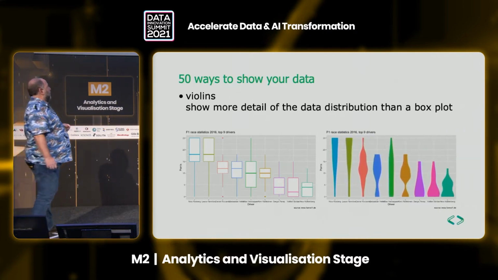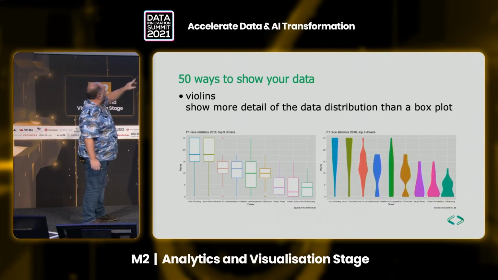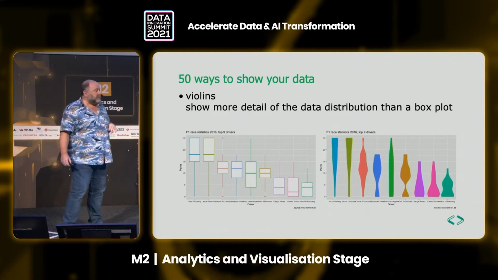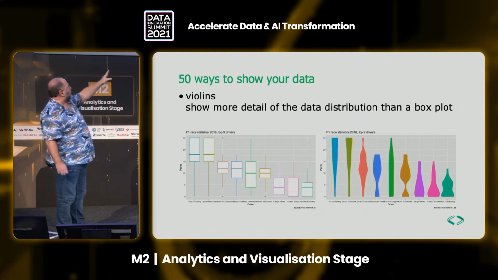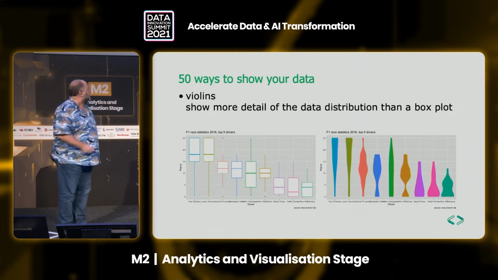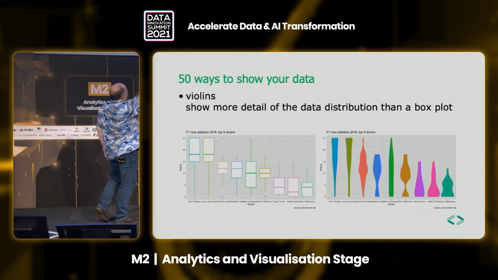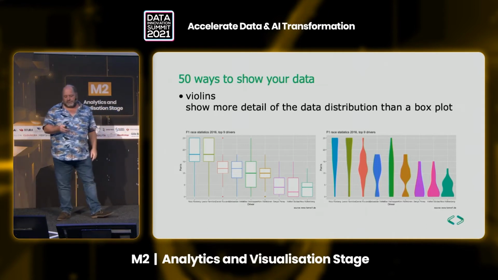Or, if you look a bit closely, it's probably hard to see from there, the so-called violin plots, where you can see the distribution of the points: Mr. Rosberg had more of the top scoring points than Mr. Hamilton.